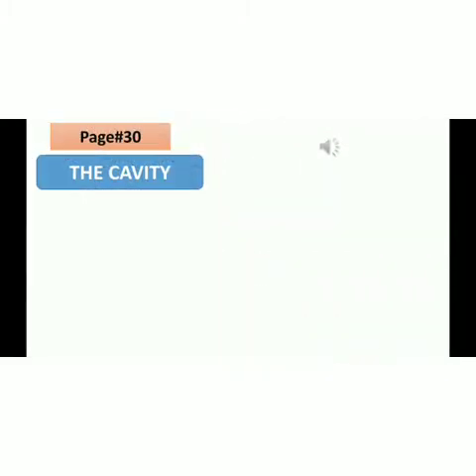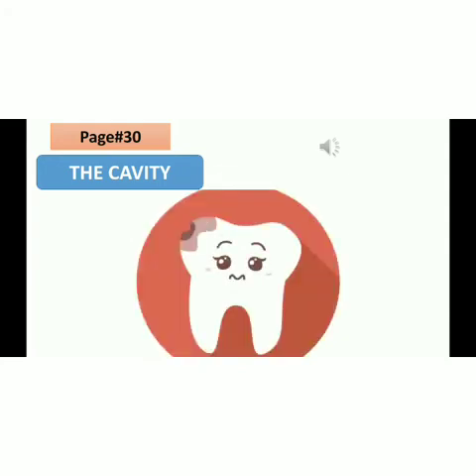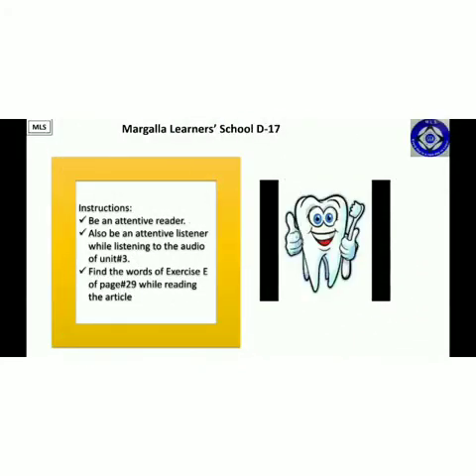So let's move forward. My dear students, I'm going to play an audio of page number 30 and 31. So before listening to the audio, read the instructions carefully. The first thing is that you have to be an attentive reader. It means that while reading, you must be attentive. You must keep a pencil in your hands. And when you are reading, read it aloud. Also be an attentive listener while listening to the audio of unit 3.